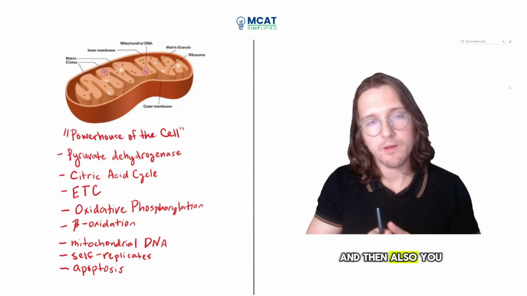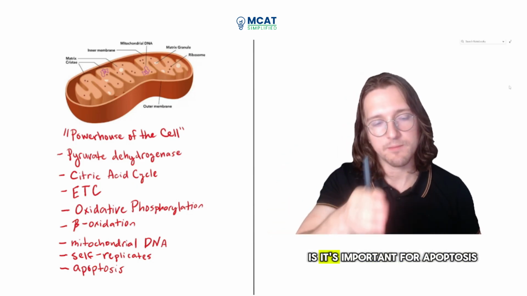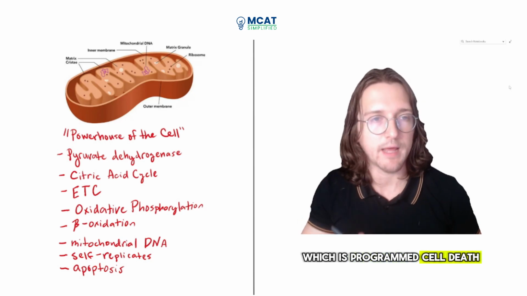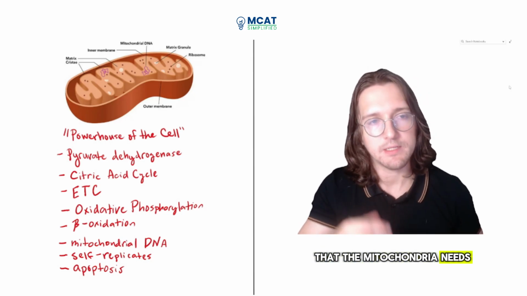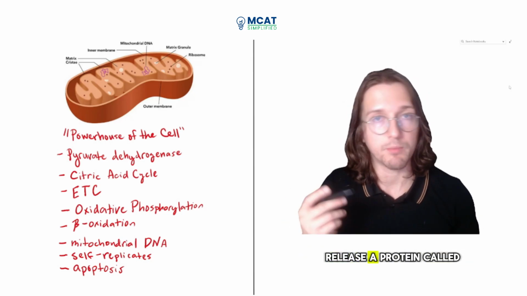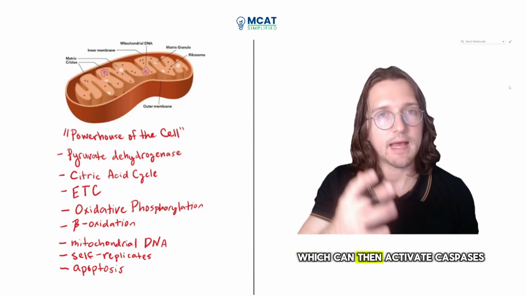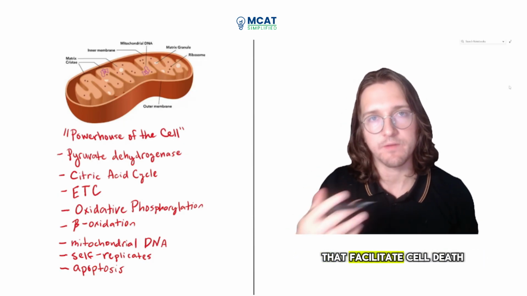And then also, mitochondria, another fact about it is it's important for apoptosis, which is programmed cell death. And the idea is that the mitochondria needs to break down prior to apoptosis to release a protein called cytochrome C, which can then activate caspases, which are the enzymes that facilitate cell death.